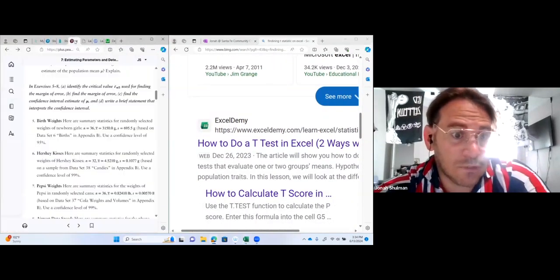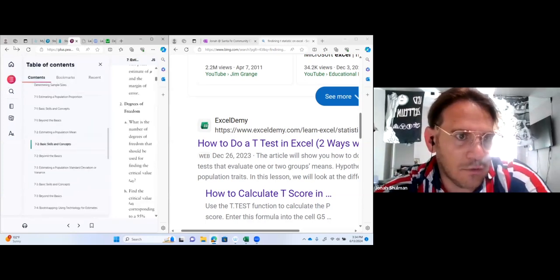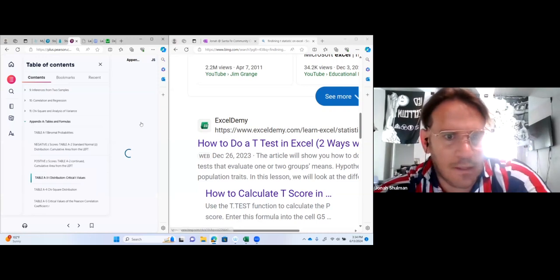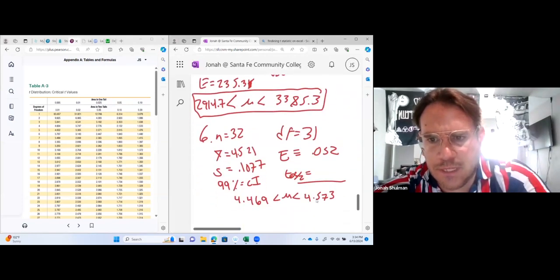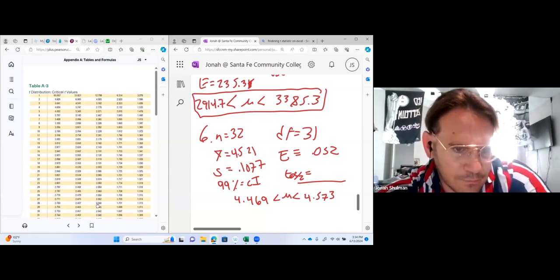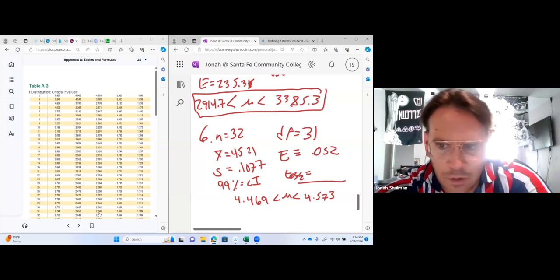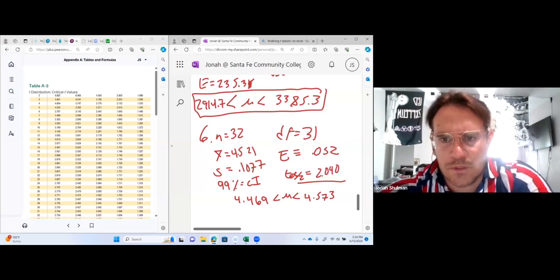Well, guess what? I'm just gonna have to use the chart. Sorry about that. I hope that's okay. We're using the chart. All right, so for this one, we need the chart. We already have the answer, but we need the t-statistic for the chart, which is 31 degrees of freedom in the middle. 2.040. That's what it was last time.